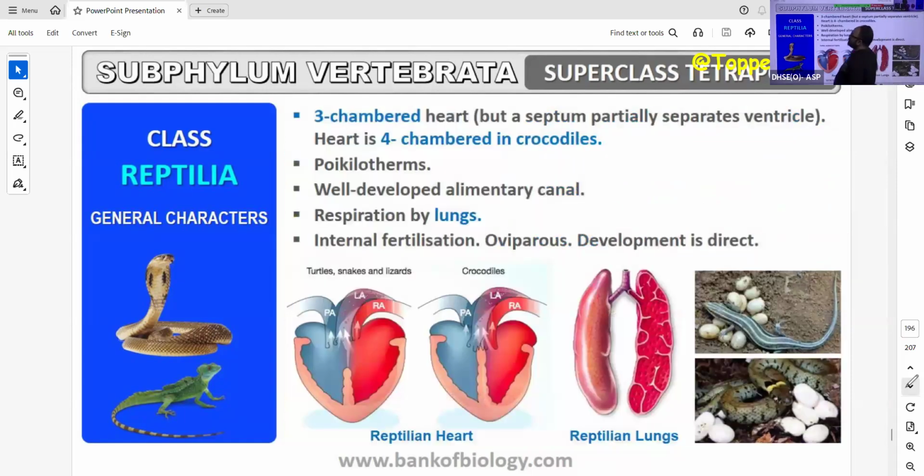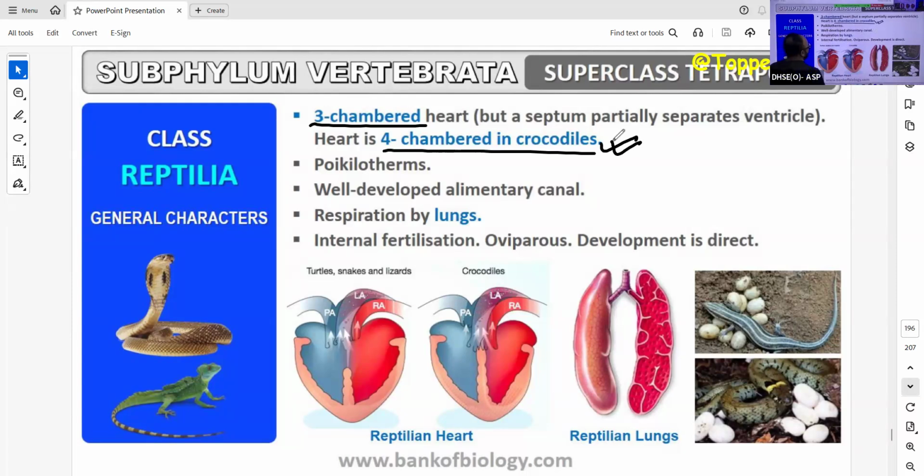Now, same as the amphibians, the reptiles also possess a three-chambered heart. But in case of crocodiles, the heart is four-chambered. This is an exception. They have a three-chambered heart.